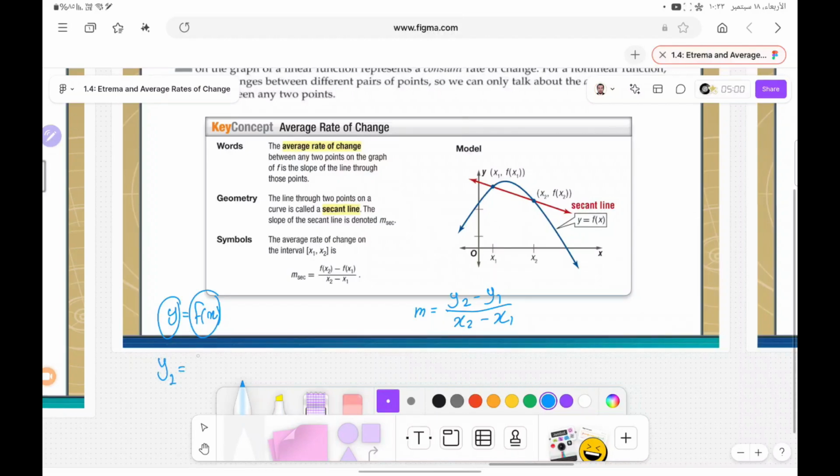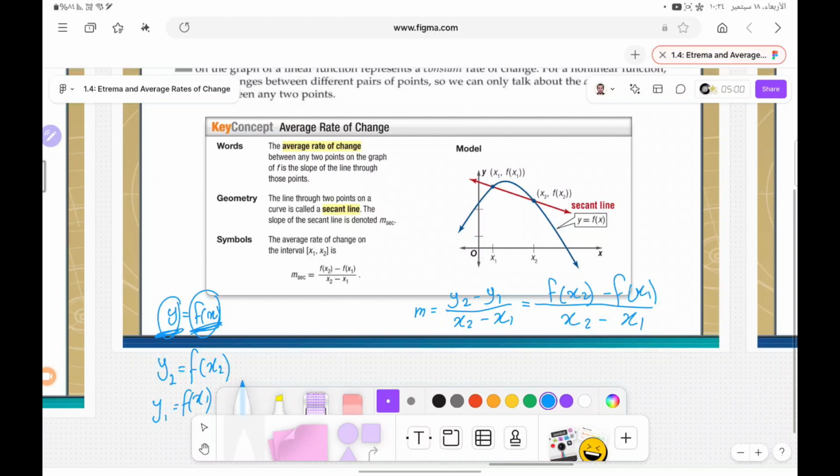So if I change y and write f of x, it will be similar. If I'm talking about y2, that means I'm saying f of x2, right? If I'm saying y1, I'm mentioning f of x1. So I will just replace the y and write f of x2 minus f of x1, over x2 minus x1, because you know that y means f of x, and also g of x or z of x or whatever, any name of any function.